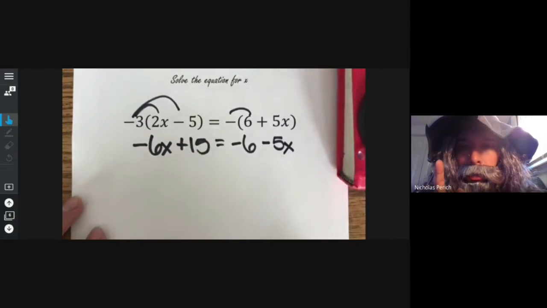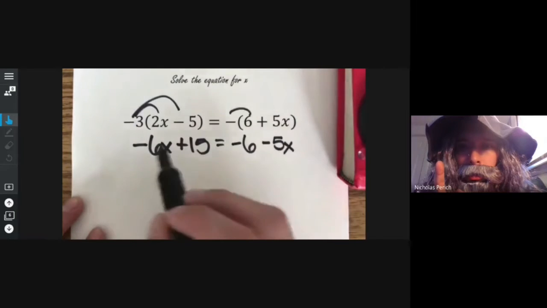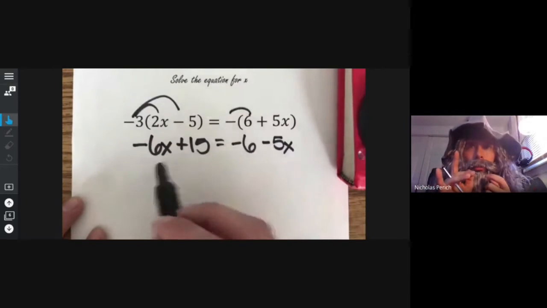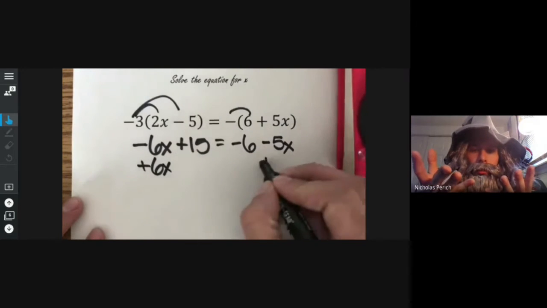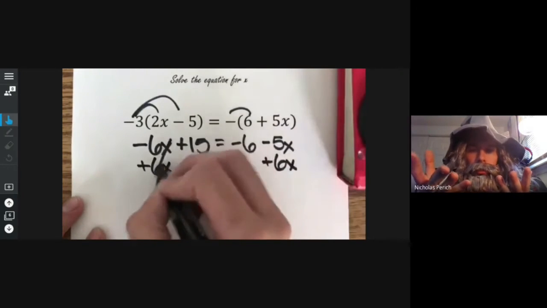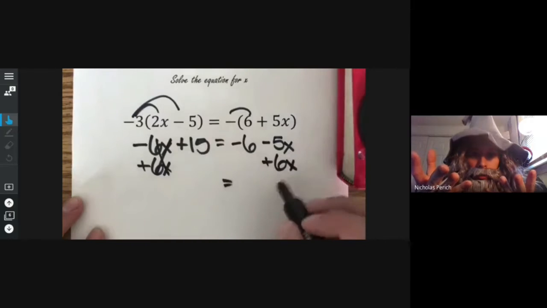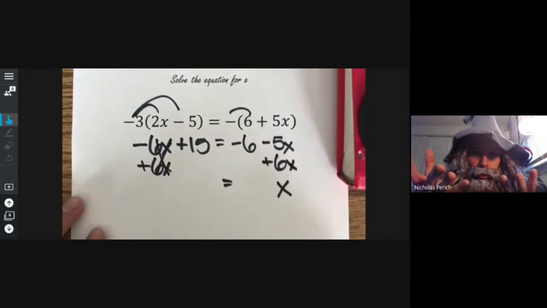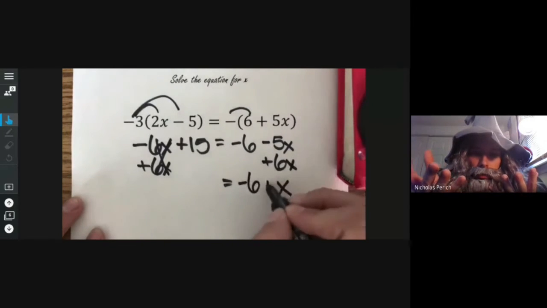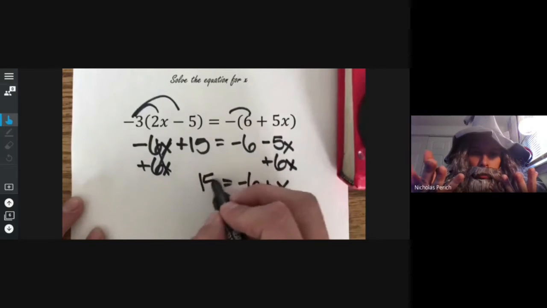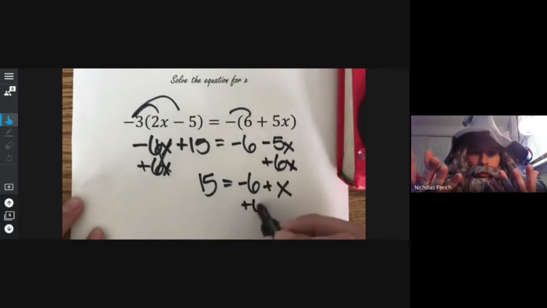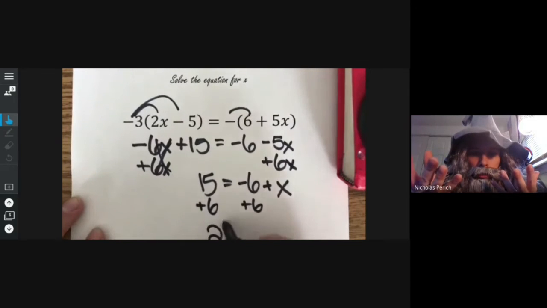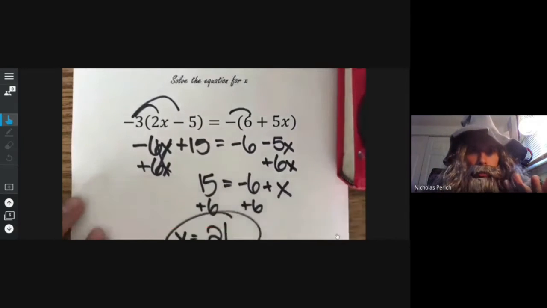Now what we have to do is we have to get rid of one of these x's because there's an x on the left and an x on the right. I'm going to add the 6x from the left because I know by adding a 6x to a -5x right here, I'm going to get just an x. -6 drops down. That's a positive x. 15 drops down. In order to get x all by itself, I add 6. I add 6. 21 equals x, or x equals 21.